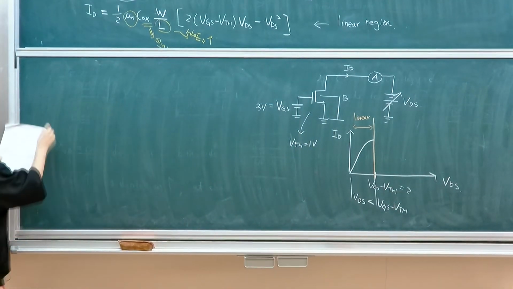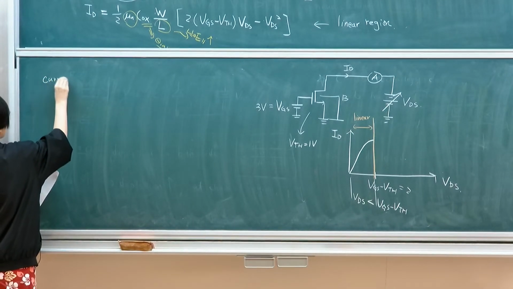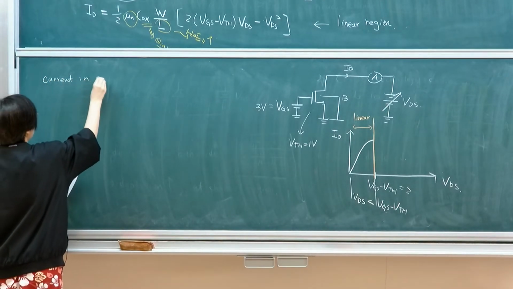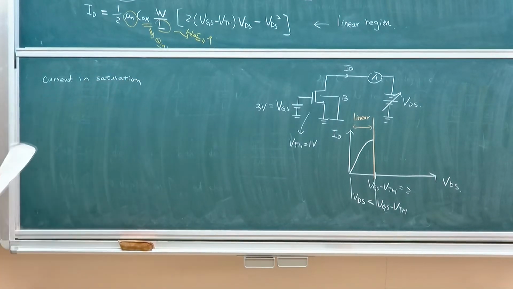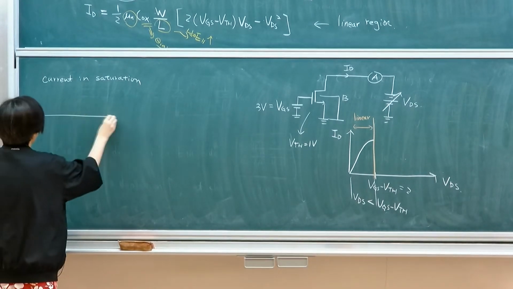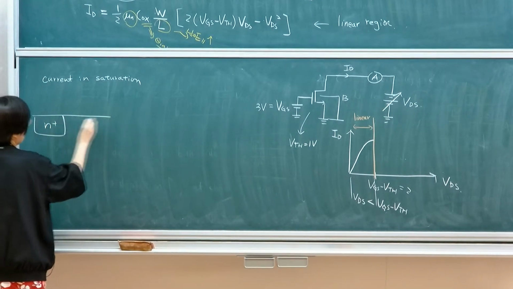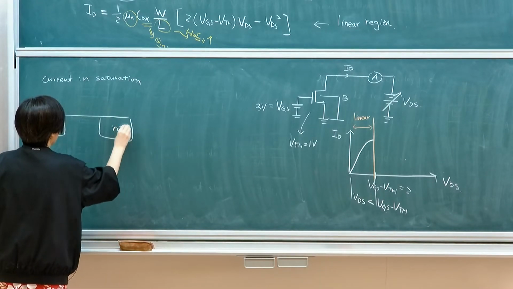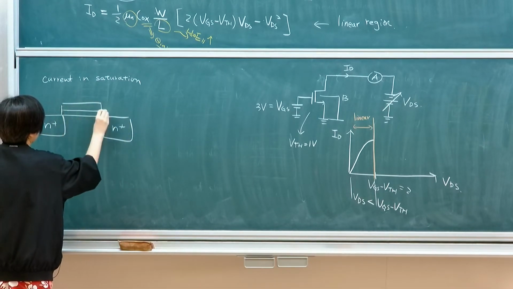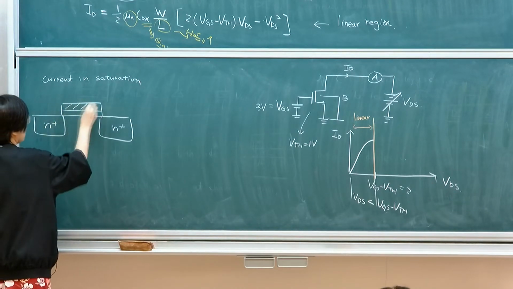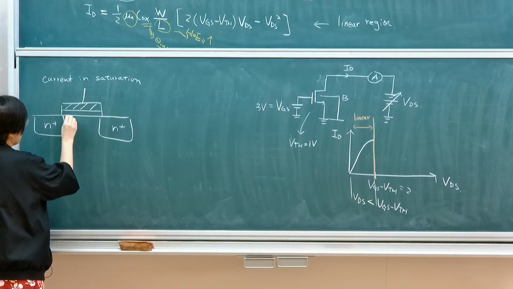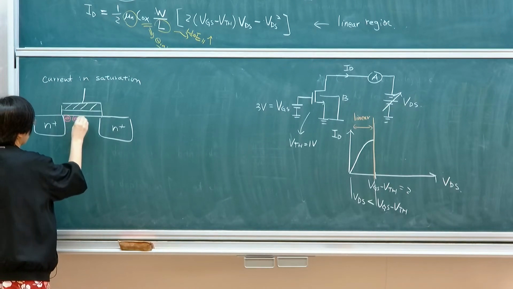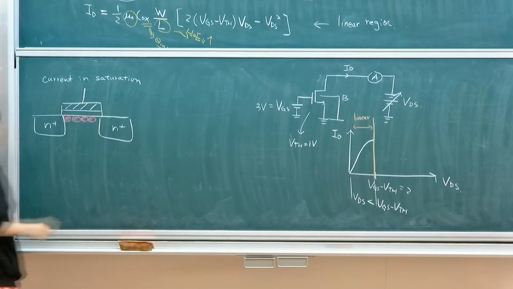So let's talk about current in saturation. First of all, let's describe what happened in saturation. If you look at a transistor, the definition of reaching saturation is that, when this is the gate, I simply have electrons, electrons, electrons. There's a bunch of electron inversion charge.